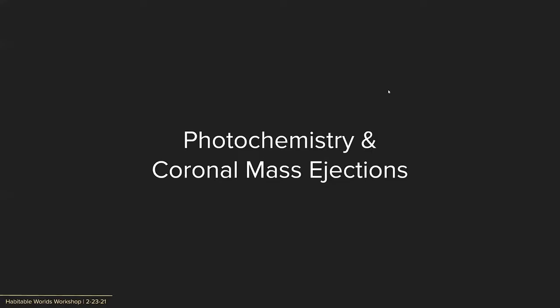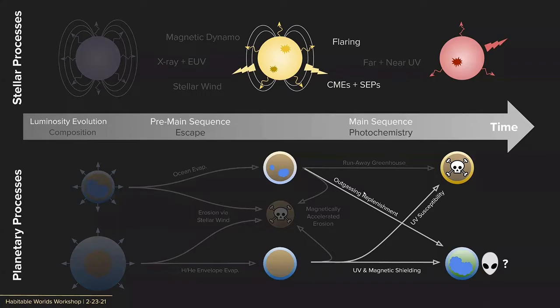So now that we've talked about a couple different types of escape and how the star's activity impacts that, I want to talk now about photochemistry and coronal mass ejections and how these things impact the composition of the planet once the star has calmed down. So the first bit that I want to talk about would be how flares, coronal mass ejections, as well as solar energetic particles, can impact the composition and evolution of planets later on in their lives.